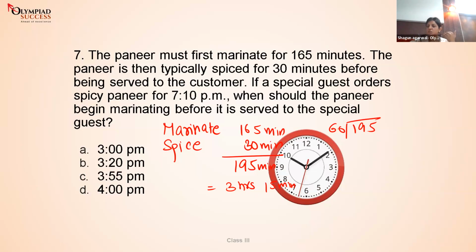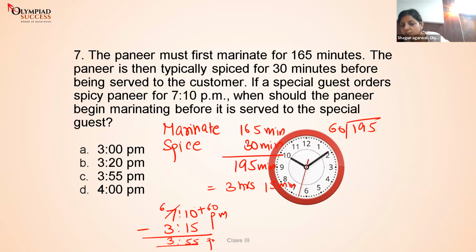So I need to do back calculation. When should I start preparing it? When should I start marinating it? Is nothing but 7:10 p.m. minus 3 hours, 15 minutes. Okay. Like I told you all, 10 minus 15 is not possible. So I'll borrow from 7. 7 becomes 6. And when the hours goes to minutes, it adds 60. Now 70 minutes minus 15 is 55 minutes. And 6 minus 3 is 3, giving me 3:55 p.m.